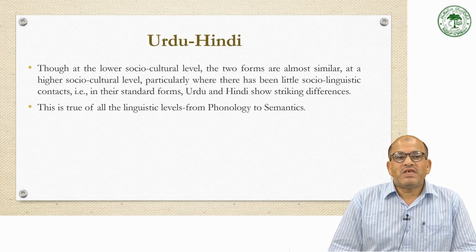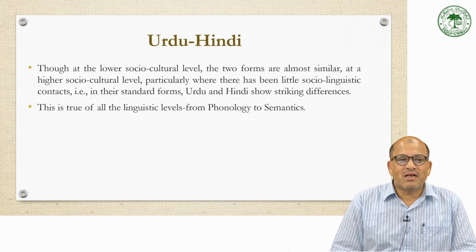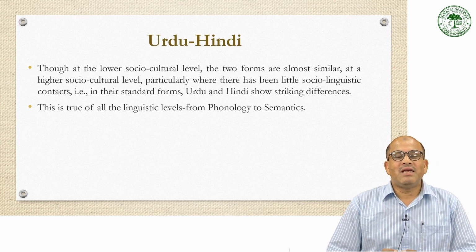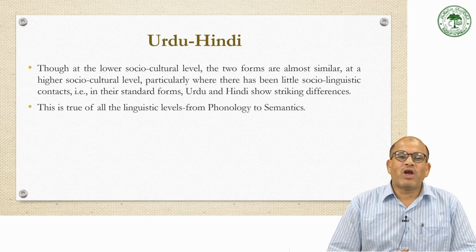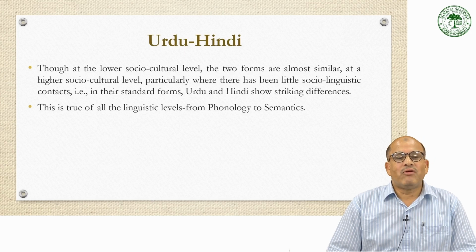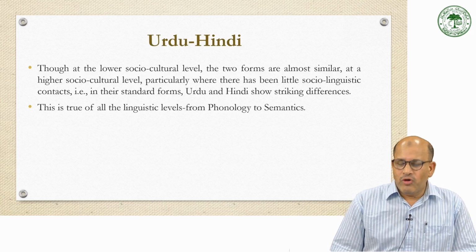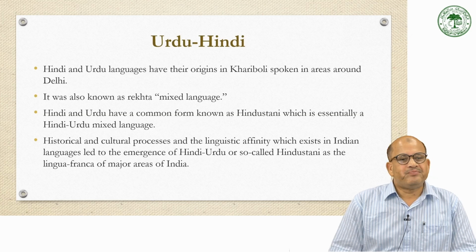Though at the lower socio-cultural level the two forms are almost similar, at a higher socio-cultural level, particularly where there has been little socio-linguistic contact in their standard forms, Urdu and Hindi show striking differences. In literary languages, we can say that Hindi is inclined more, in the sense of vocabulary usage, towards Sanskrit, whereas Urdu is inclined in terms of selecting vocabulary more towards Arabic and Persian. This is true for all linguistic levels, from phonology to semantics.